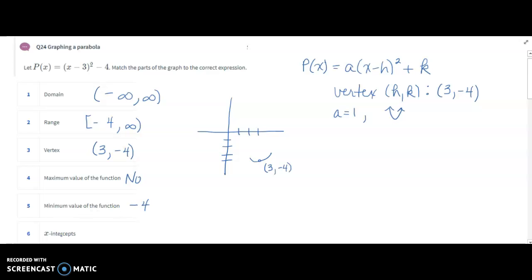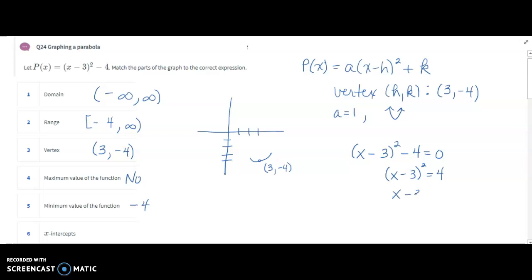And then we also have to find the x-intercepts. So recall that to find the x-intercepts, we let y equal 0 and solve for x. So we solve the equation (x minus 3) squared minus 4 equals 0. We can do that by the square root property. If we add 4 to each side, we get (x minus 3) squared equals 4. And then apply the square root property.